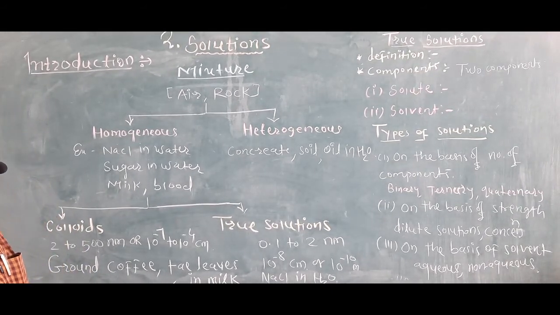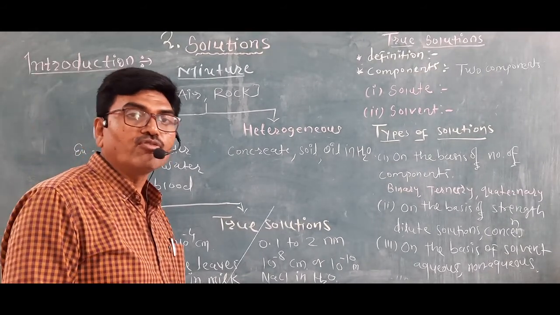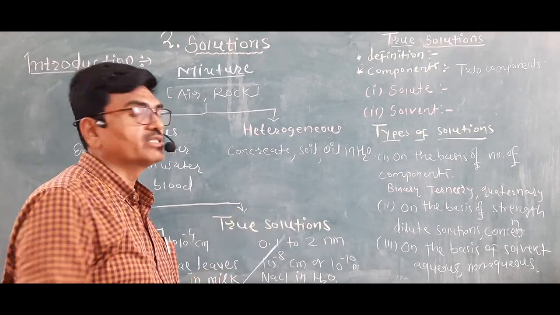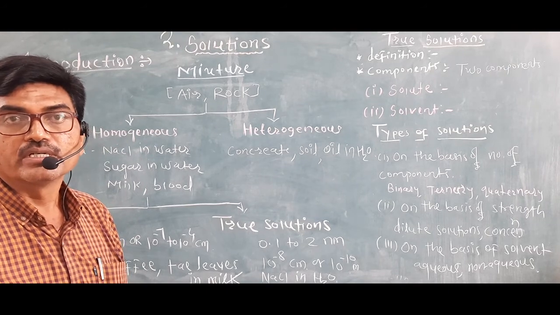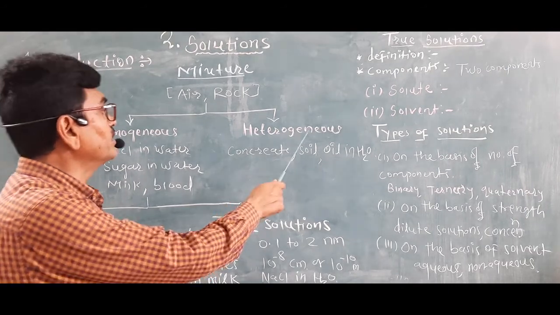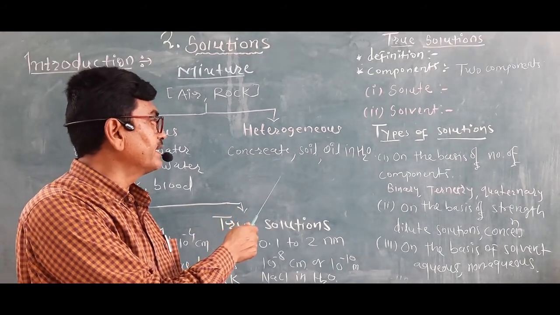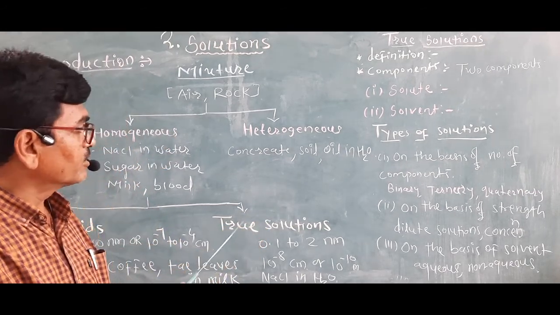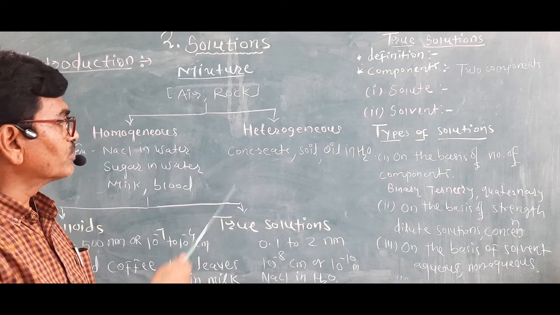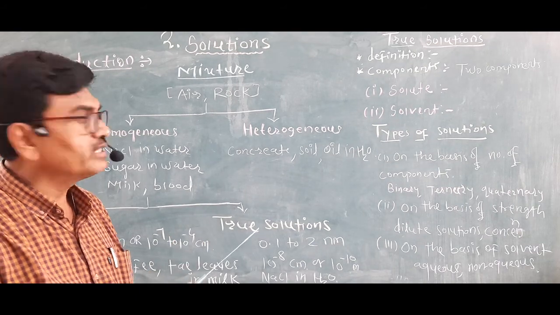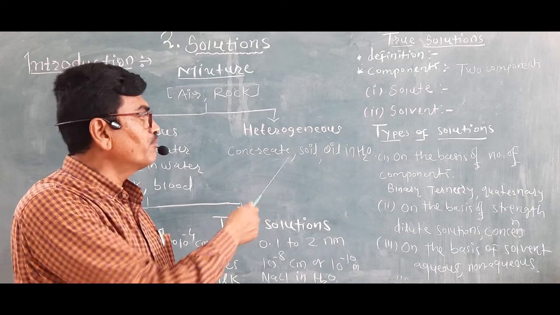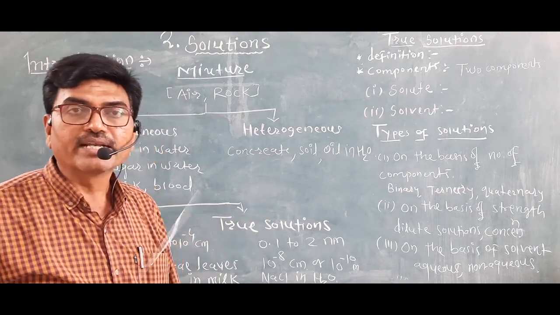While if there is no uniform distribution of the components in the mixture, that type of mixture is called a heterogeneous mixture. For example, concrete, soil, oil in water. These are examples of heterogeneous mixtures. In the case of a heterogeneous mixture, we can see the components with the help of our naked eyes.